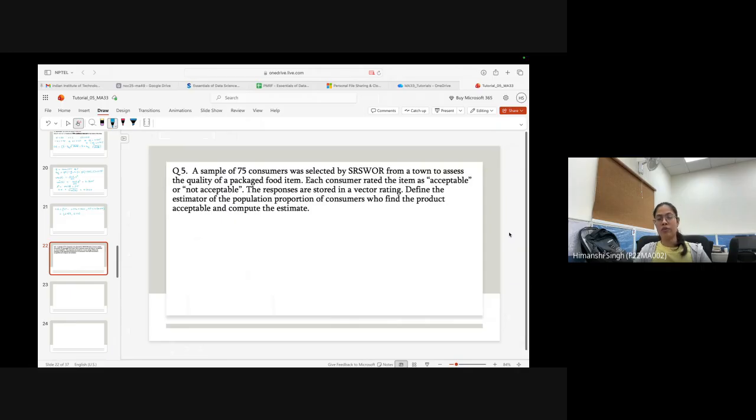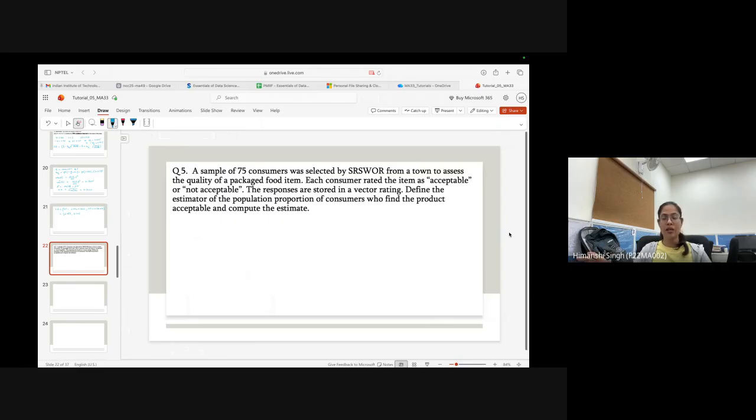So then we can see that we can divide the whole population into two classes, where one class represents that the item is acceptable. All those consumers for whom the food item is acceptable are in one class, and the other class is the one where the people say that the item is not acceptable. So we divide the whole population into two parts, and both parts are mutually exclusive.